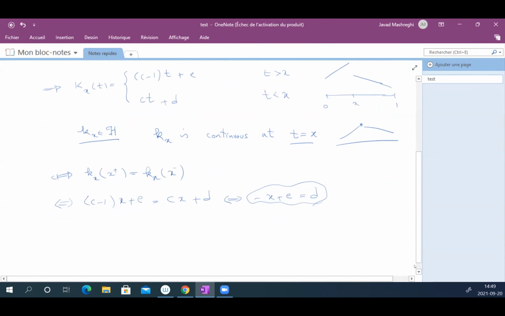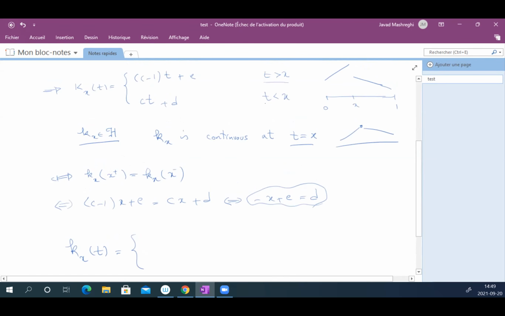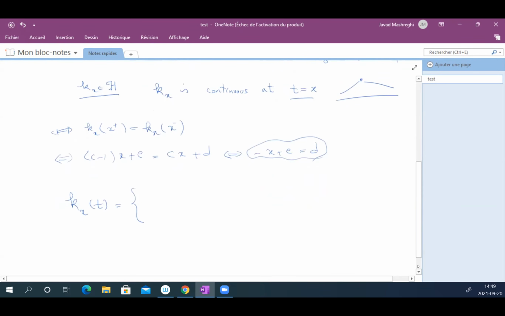Either write e in terms of d or d in terms of e, and this gives us this formula which I need later on: k x at the point t is equal to c t plus d if t is less than or equal to x, and c minus 1 times t plus x plus d if t is bigger than or equal to x. In both cases, I can put x.